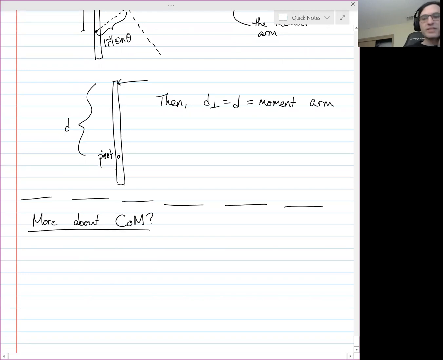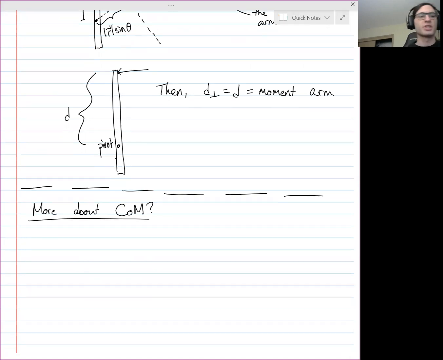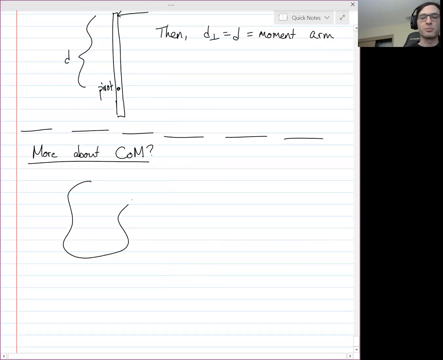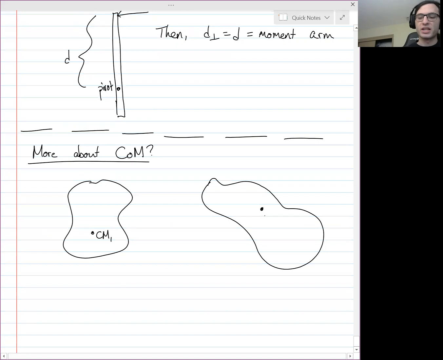Let's say that there are two objects, and we know where the center of mass is on each individual object. So let's say we have lumpy object number 1, and this has a center of mass here. And then we have lumpy object number 2, and this has a center of mass, say, here.